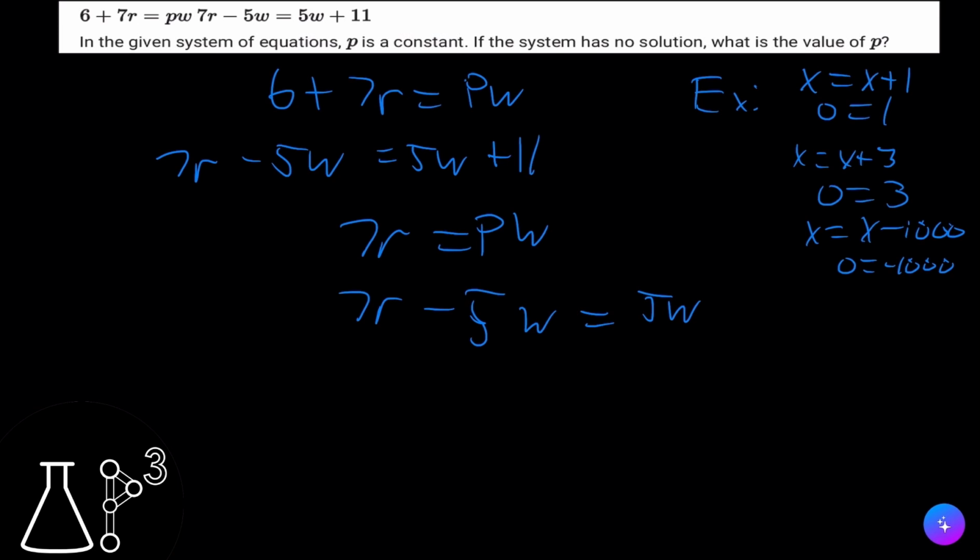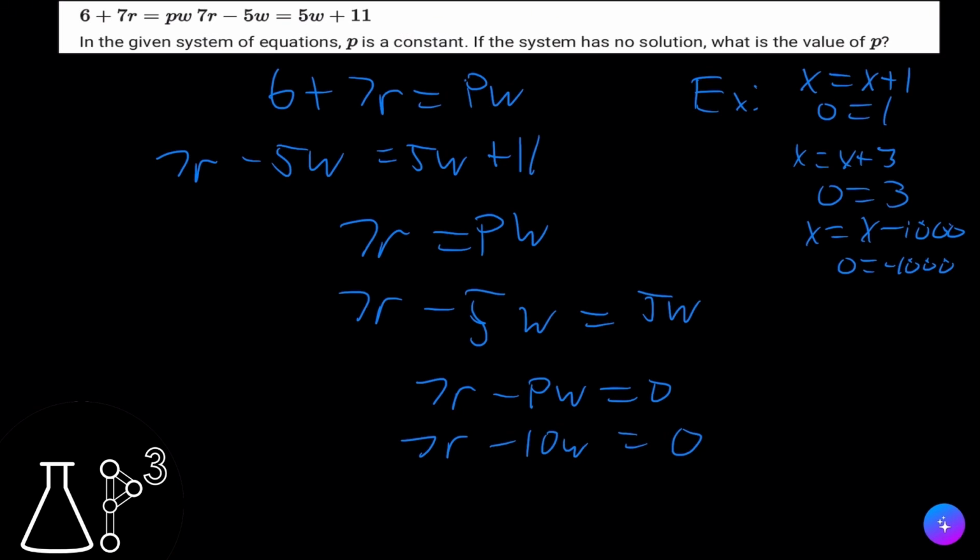So let me move every variable to the left side. If I move everything to the left side, I'm going to get 7r minus pw equals 0, and then 7r minus 10w equals 0. So what I have to do is find a value of p that, when I plug it in, makes this no solution.